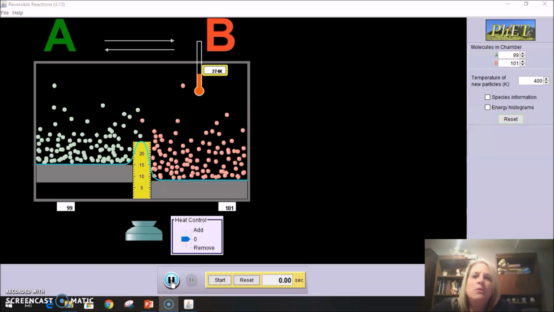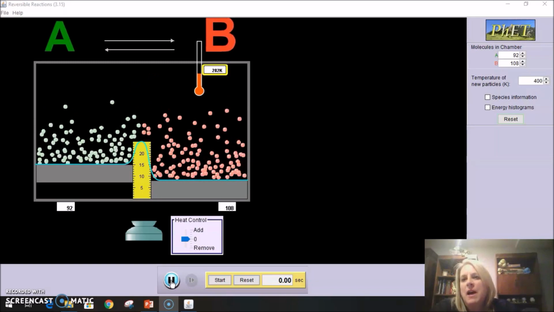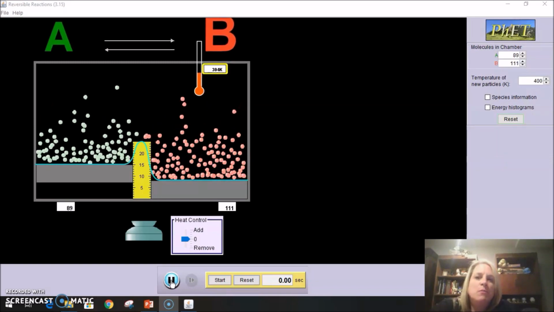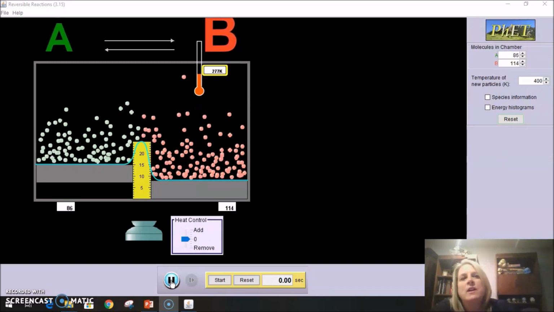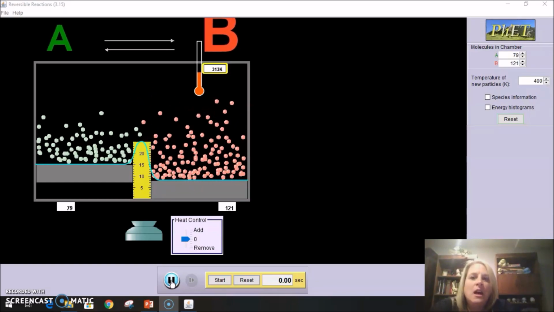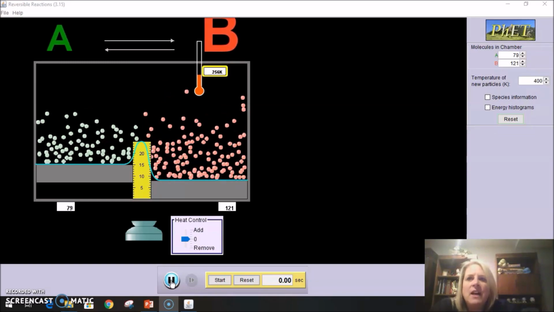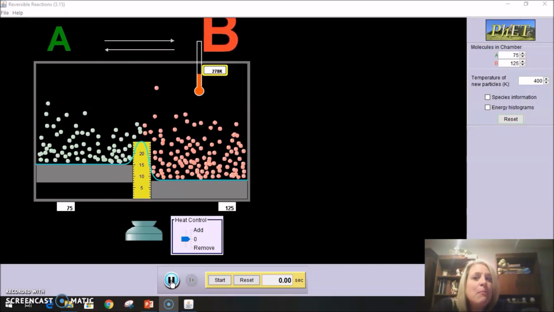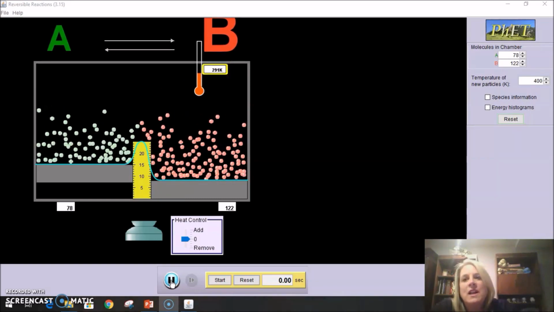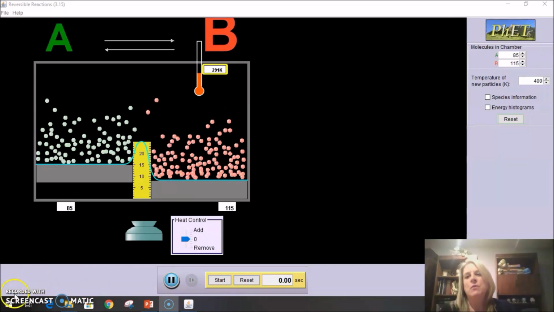In a reversible reaction, we reach this equilibrium stage where the rate at which A goes to B is equal to the rate at which B goes back to A. You'll notice that now we have more particles of B than we have of A. So it's not like they reach the same amount, it's just that the rate at which they're going back and forth becomes the same. So that is a reversible reaction.